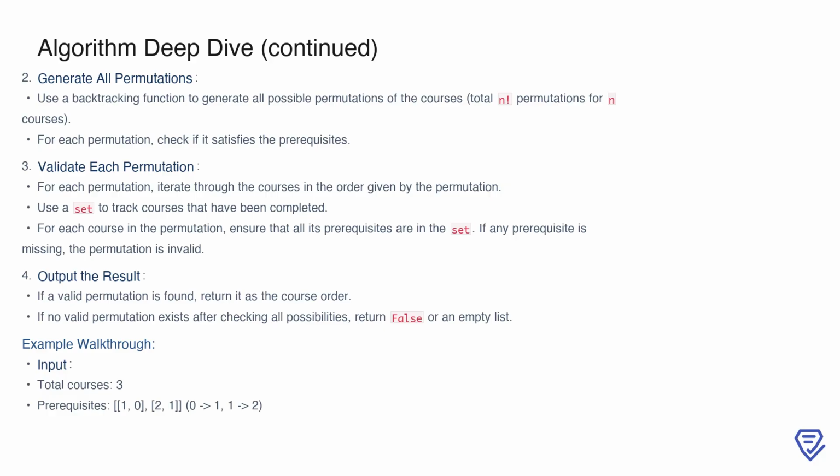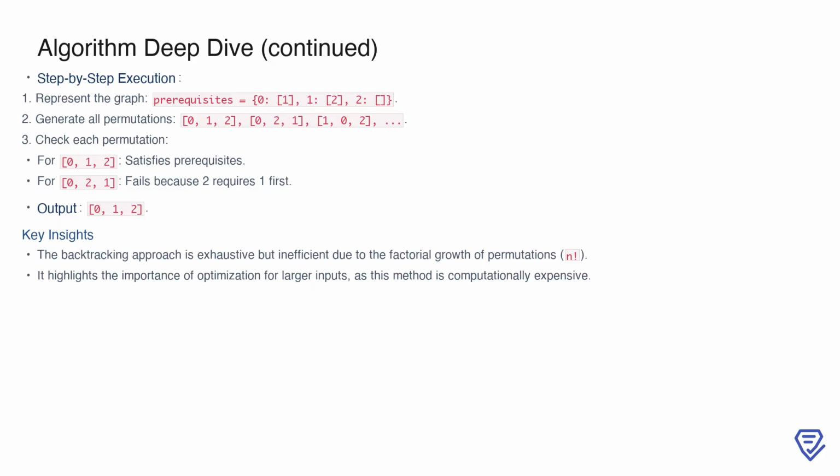For example, consider a scenario with 3 courses and prerequisites like 0 must precede 1, and 1 must precede 2. This can be represented as prerequisites [1, 0], [2, 1]. In this example, the graph representation for the prerequisites would be 0 to 1, 1 to 2. Next, we generate all possible permutations of the courses, which could include orders like [0, 1, 2], [0, 2, 1], [1, 0, 2], and so on.